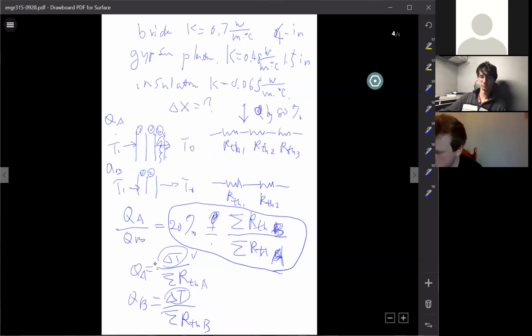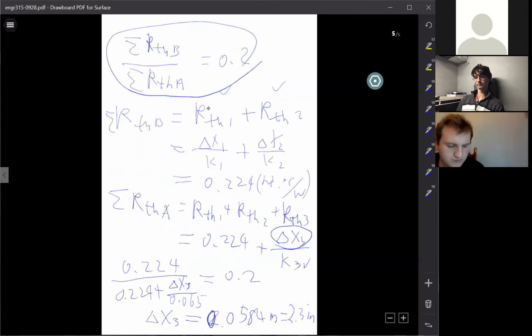This problem tells you the heat transfer rate ratio is 20%, one to the other. But that's equivalent to telling you that the overall thermal resistance ratio between without insulation and with insulation is actually equal to 20% too. Based on that, that's the second page here. So you should be able to calculate the required thickness of the insulation for this problem.